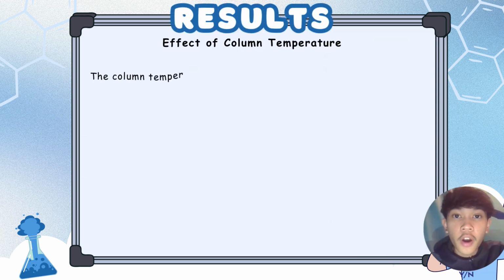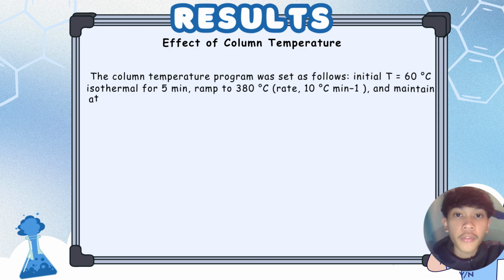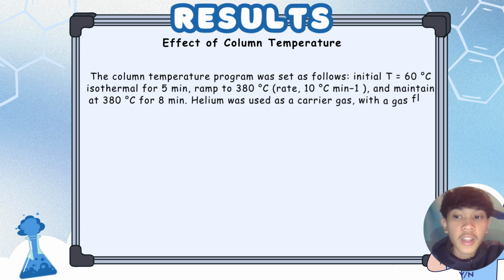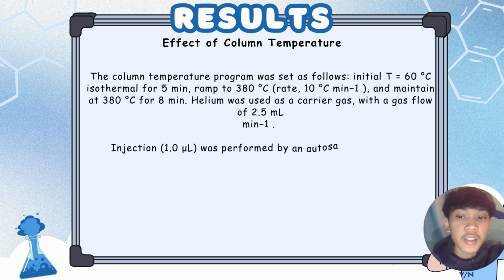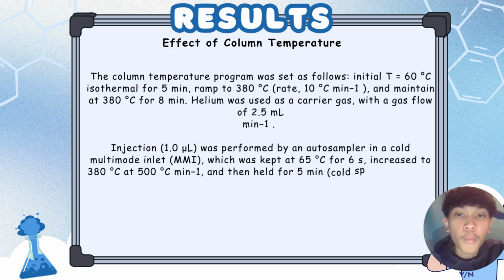Next, effect of column temperature. The column temperature program was set with an initial temperature of 60 degrees Celsius isothermal for 5 minutes, and then we ramped to 380 degrees Celsius at 10 degrees Celsius per minute and maintained at 380 degrees Celsius for 8 minutes. Helium was used as a carrier gas with a gas flow of 22.5 milliliters per minute.